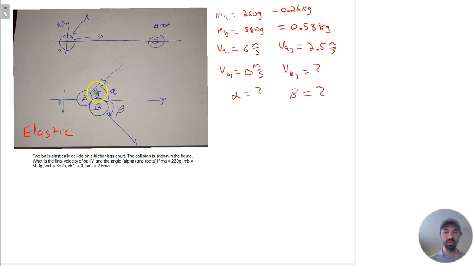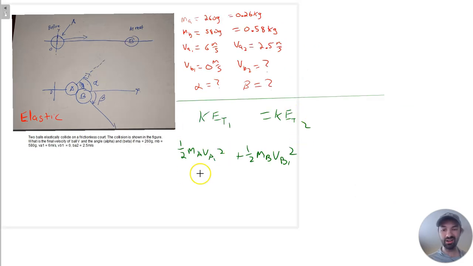After it hits, ball A goes off at an upward angle alpha, ball B goes off at a lower angle beta, and we are asked for the final velocity of ball B, the angle alpha, the angle beta, given this information of masses and initial velocity. So here we go. Let's just get into it.